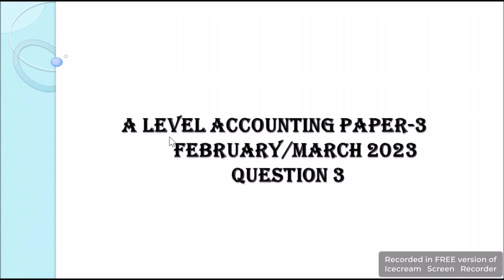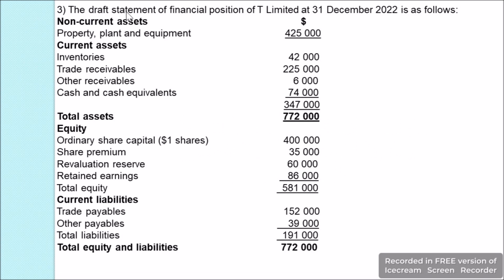In this video, we are going to do an A-level accounting question from paper 3, Feb-March 2023, question 3. The question states that the draft statement of financial position of T Limited at 31st December 2022 is as follows. Non-current assets, in which we have property, plant and equipment, is $425,000.